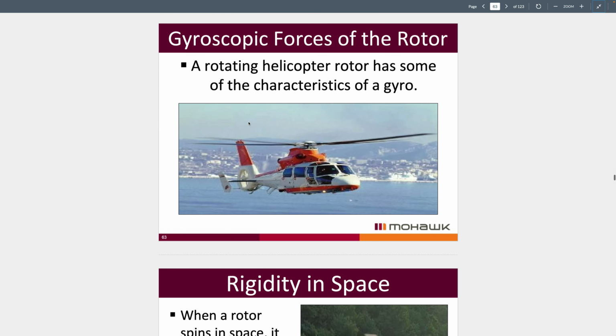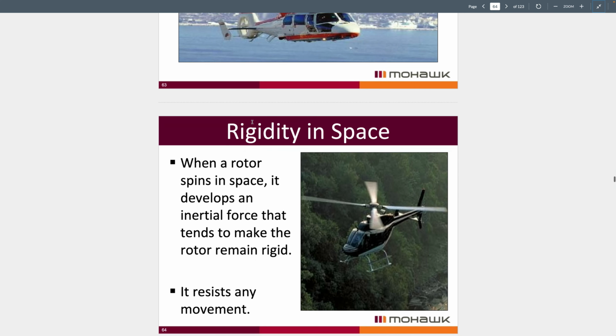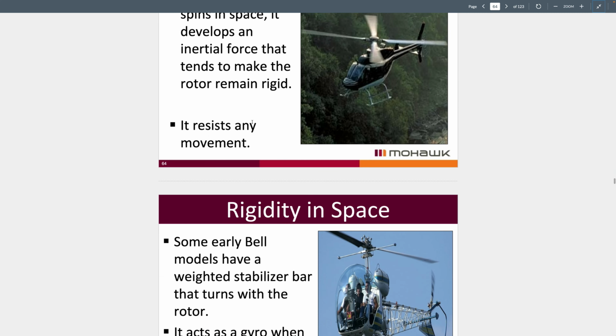A rotating helicopter has some of the characteristics of a gyroscope, in the sense that because of those rotating blades, it has a tendency to be rigid and not want to move around in space. In fact, this helps us to some extent with stability in the helicopter, but also makes it a bit difficult to maneuver. When a rotor spins in space, it develops inertial force that tends to make the rotor more rigid. It resists any external movement.